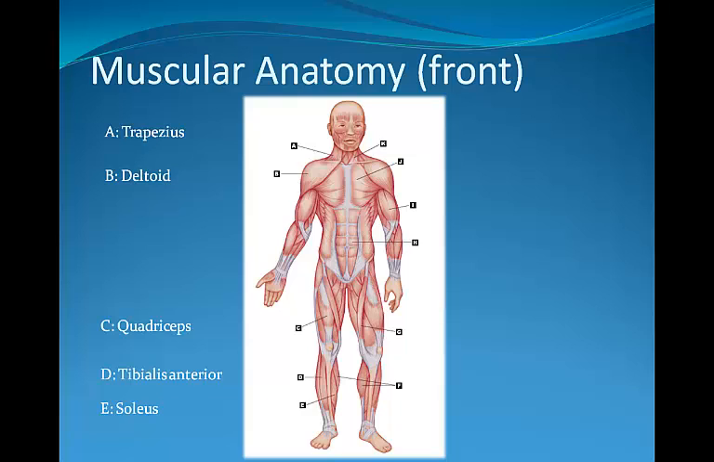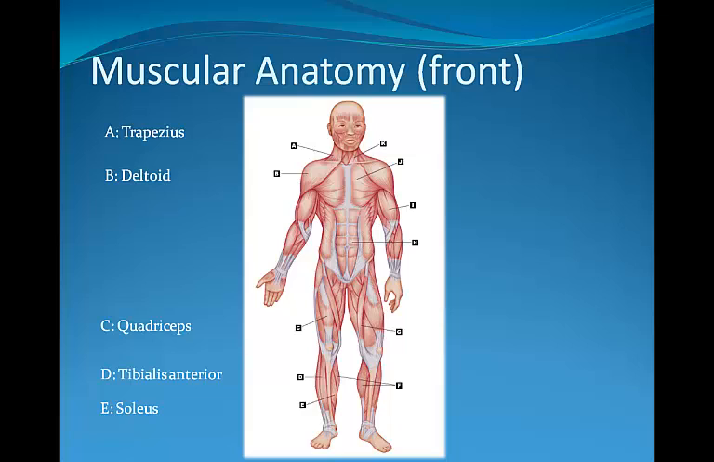C is the quads there. Now that's not labeled all of the quads. Quadriceps is a group of 4. Quad means 4. So there's 4 muscles running through there, but for our purposes, we just need to know quads. D is tibialis anterior, and you can remember that because the bone, the tibia, runs along there as well. So tibialis anterior, anterior means the front.